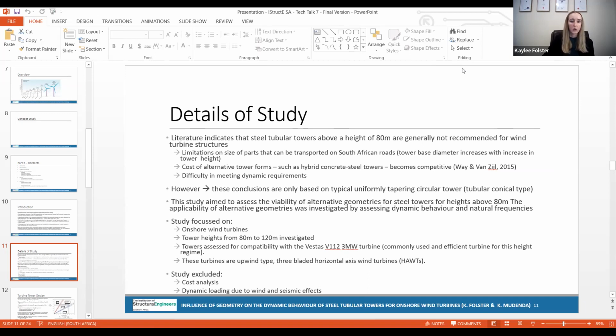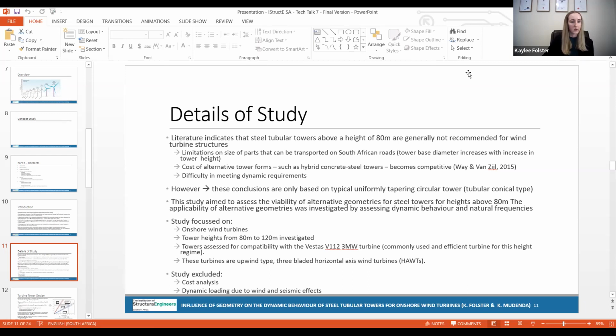However, all of these conclusions are based on one specific type of tower, that is your typically uniformly tapering circular steel tower. Other types of towers have not actually been considered, and that was exactly the purpose of the study. It aimed to assess the viability of alternative types of shapes and geometries, and to see whether or not there were still solutions for towers above 80 meters in height.